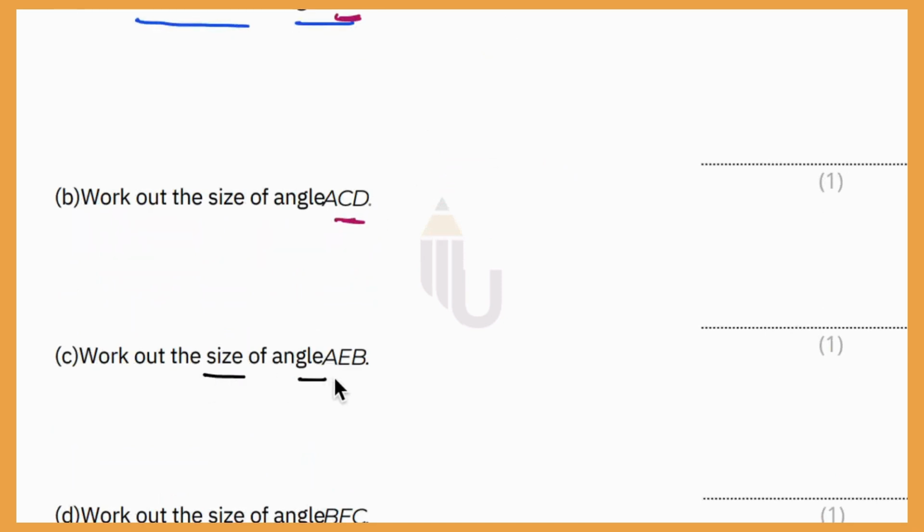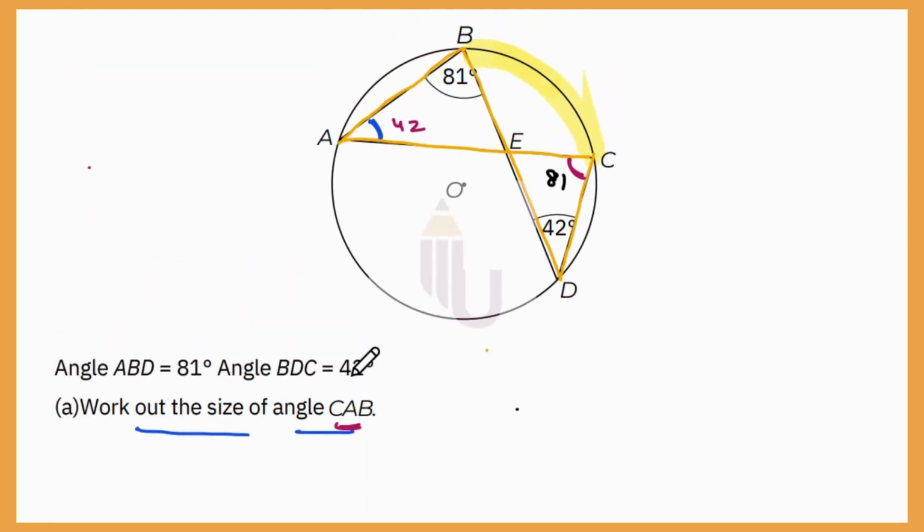Then work out the size of angle AEB. AEB is this angle, which can be obtained by using 180 minus the sum of these two. Okay, so just use that and you will get the answer for angle AEB. You can use a calculator for this. So on solving, the value of AEB comes out to be 57.